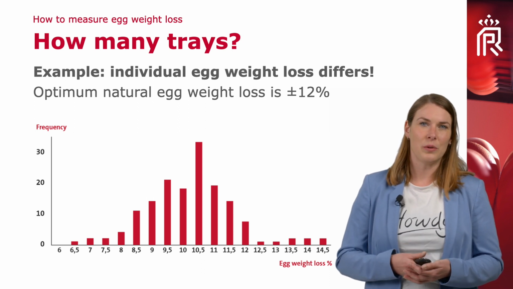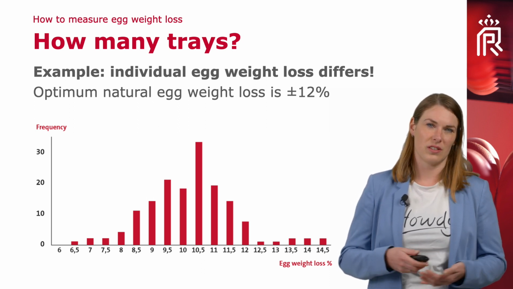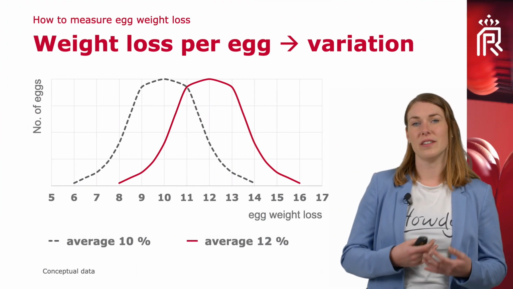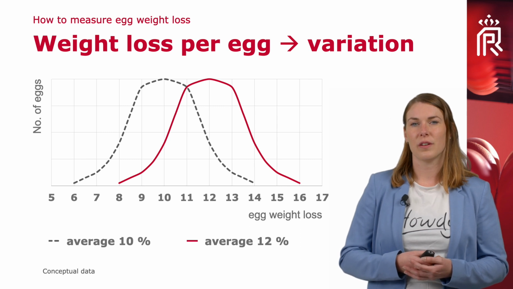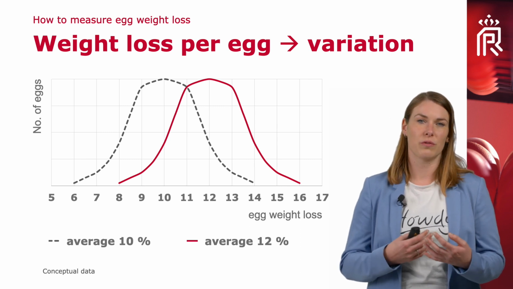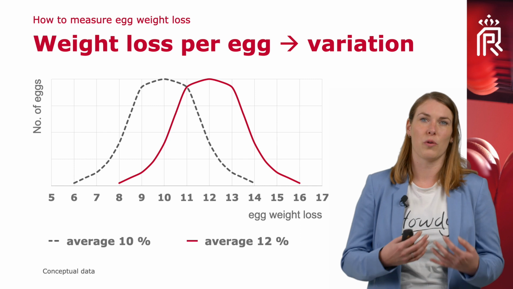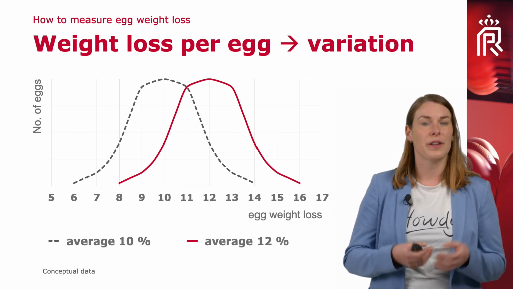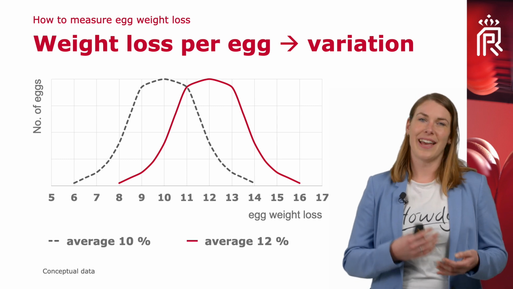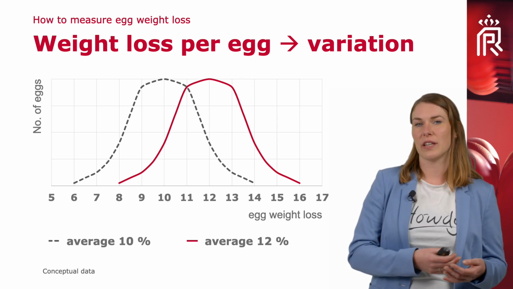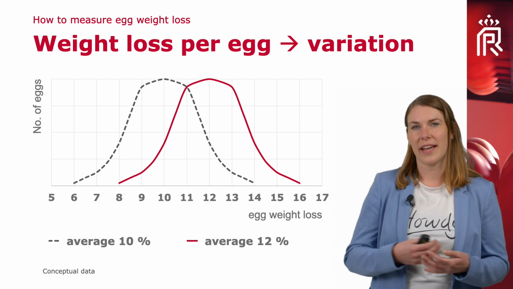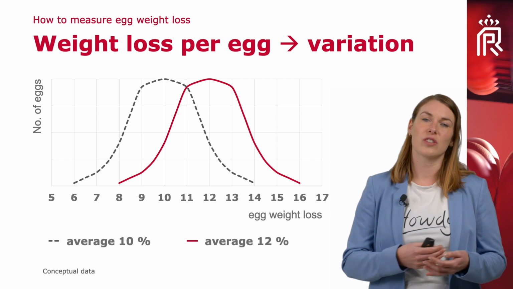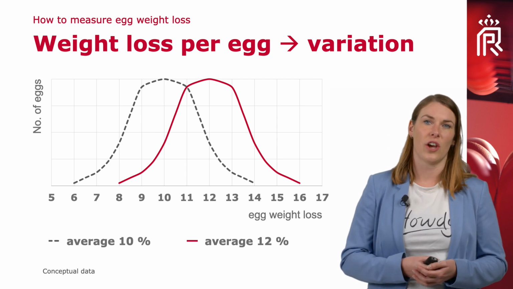So let me tell you why the average is so important. If we take a look at this graph, we see a certain curve happening, a form. And due to this form of the curve, we also know where the edges are. And these edges are actually causing the problem. Chicks can hatch through a big range of weight loss differences, but the extremities, they will actually not hatch.